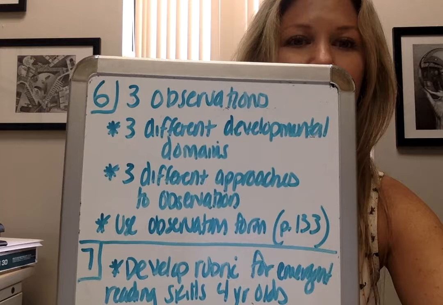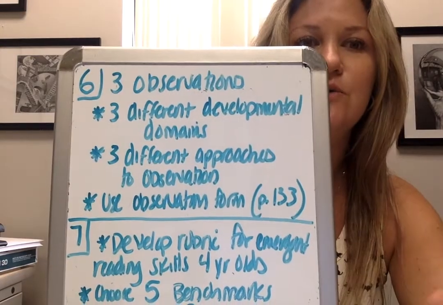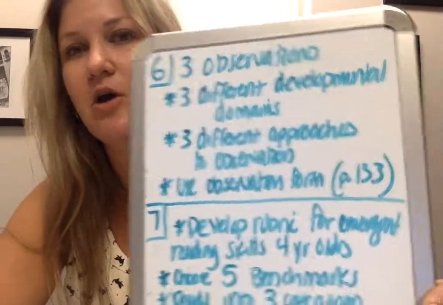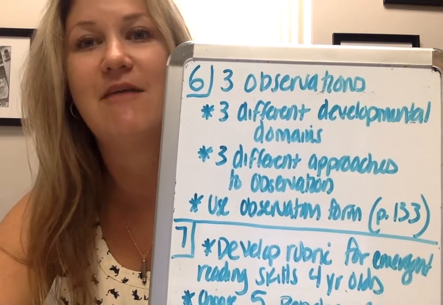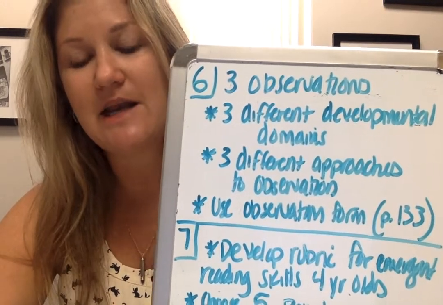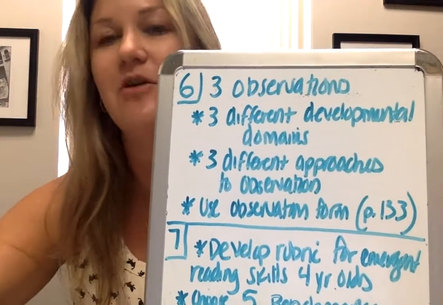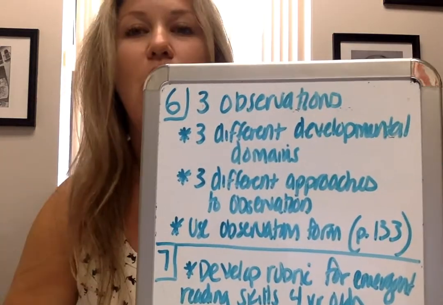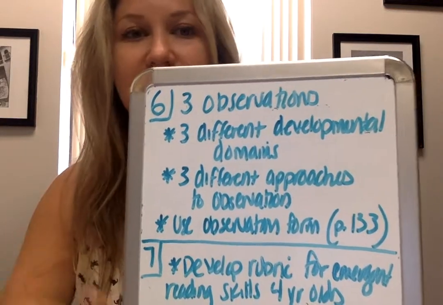And I'm asking that you observe for 3 different developmental domains and use 3 different types or approaches to observation, and let me explain what those are. So the developmental domains are going to be cognition, language, motor development, emotional development, behavior. You can look for any of these, but I need 3 different developmental domains. So don't do behavior, behavior, behavior, because that's not satisfying the requirement. You can do cognition, language, and behavior, or emotional development, cognition, and gross motor development, but don't do the same.